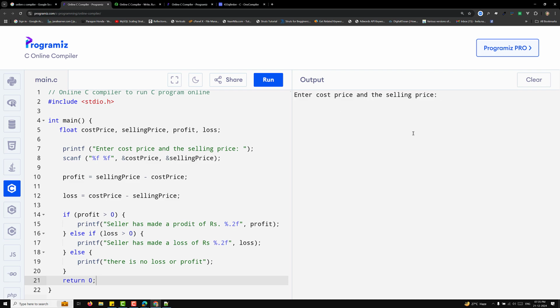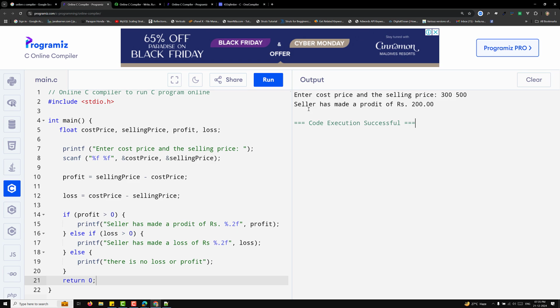or not. Enter cost price. Okay, 300 and 500. If I press enter, see, seller has made a profit of 200. So now this compiler is fine, just like our local compiler. So now the seller has made a profit of 200.